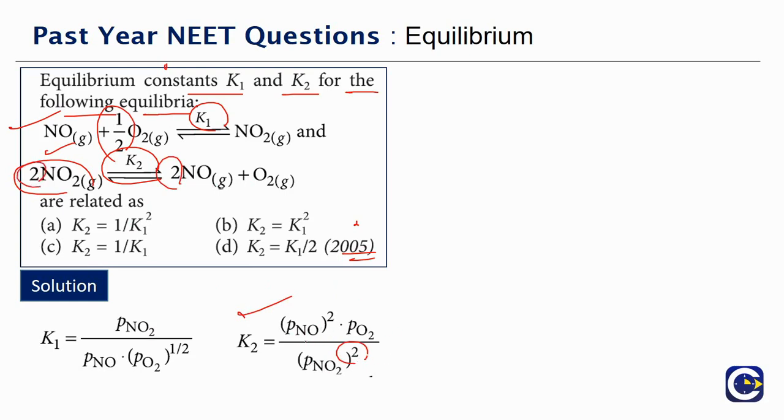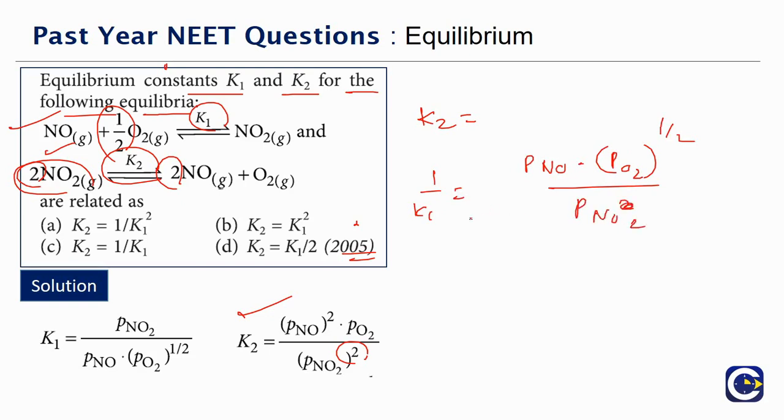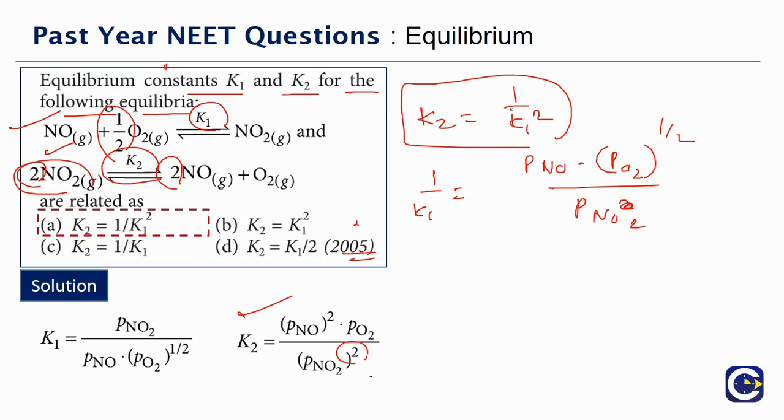So if you just look at these two expressions, what is the relation that we can see between them? If you take 1 by K1, what is 1 by K1? 1 by K1 will be pressure of NO into pressure of O2 power half divided by pressure of NO2. So if you take 1 by K1 and square it, that is going to give us the K2 value, which means K2 is equal to 1 by K1 square. So the correct answer for this is option A. All we are doing is writing down the expressions of the equilibrium constant and seeing the relation between them.